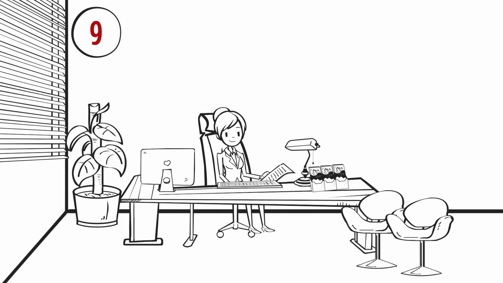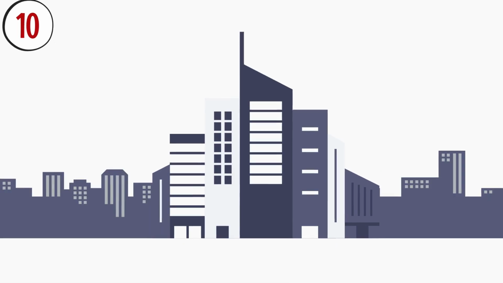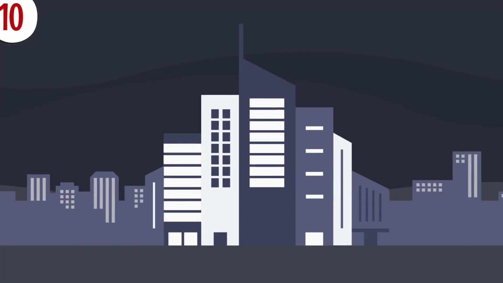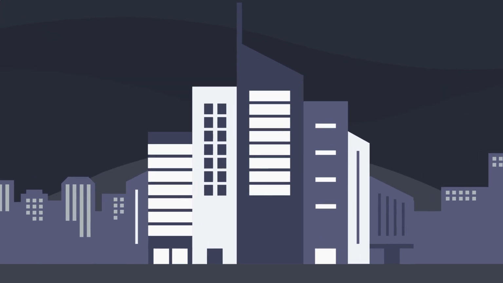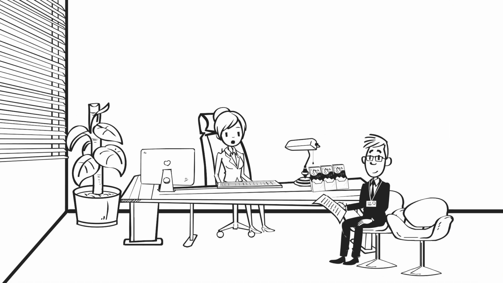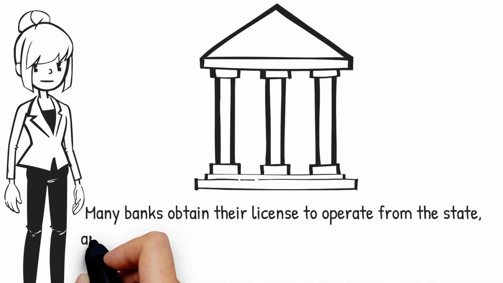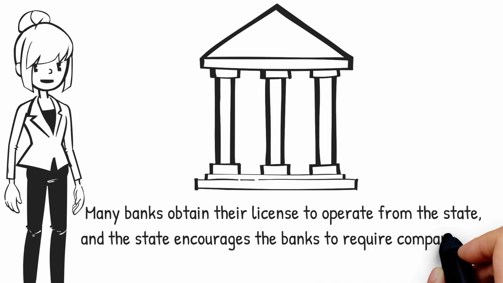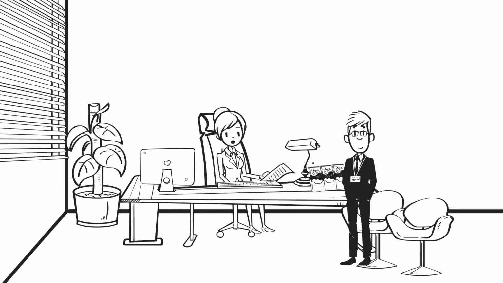9. The bank uses your John Hancock on the signature card to compare your handwriting when a check is presented to the bank. 10. You should qualify the company to do business in your state as a foreign corporation or foreign LLC before arriving at the bank. Not all banks may ask for your company to file as a foreign corporation or foreign LLC. Many banks obtain their license to operate from the state, and the state encourages the banks to require companies to foreign qualify.